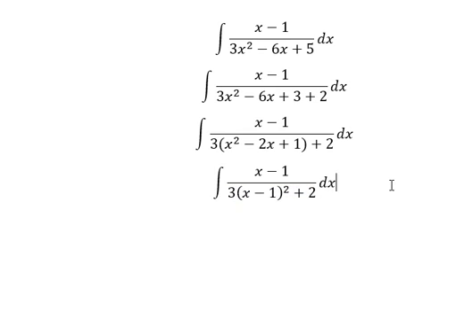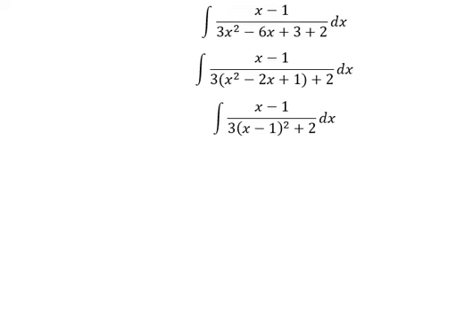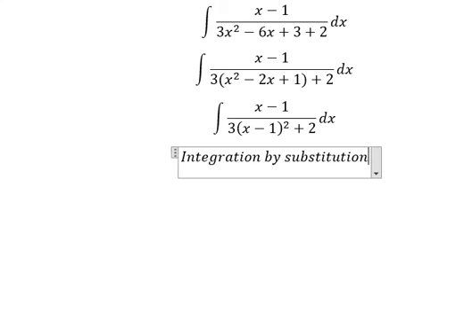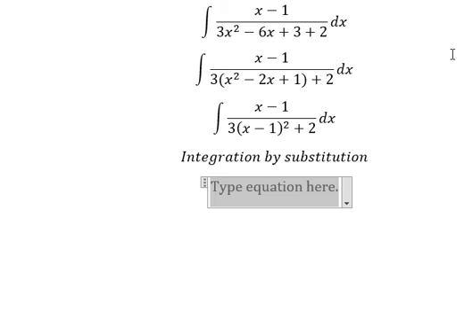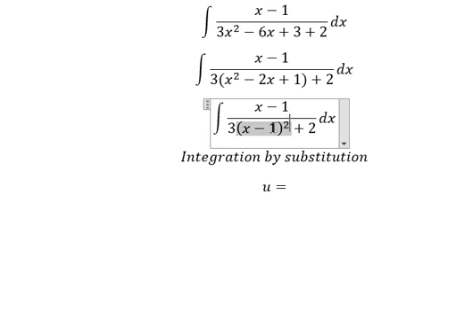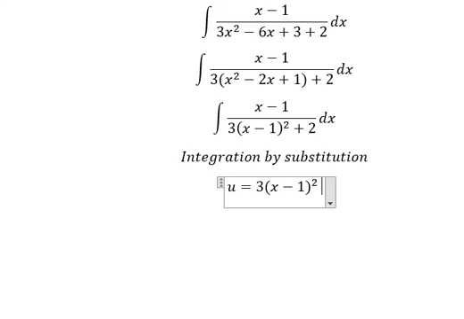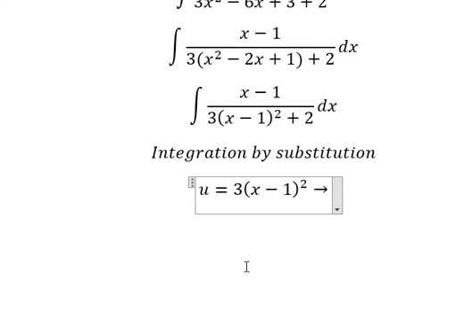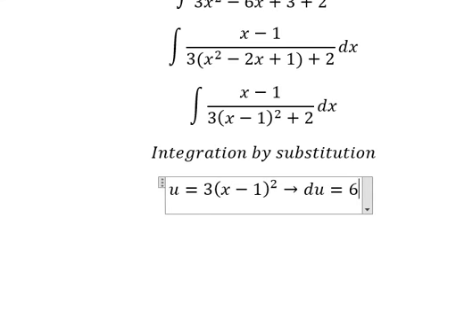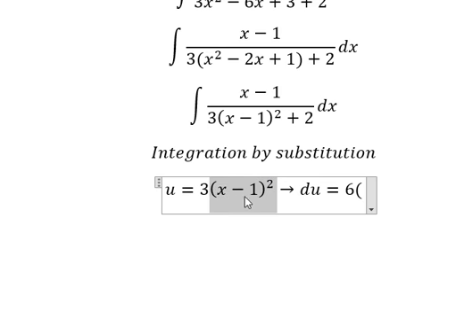This is about identities. Now, we can use integration by substitution. So I will put u equals this expression in here. So if I take the first derivative of both sides, you get 6, because the first derivative of x minus 1 to the power of 2 gives 2 multiplied by x minus 1, because the power reduces by 1 unit. So 2 minus 1, you get 1. Number 2 with number 3, you get 6.